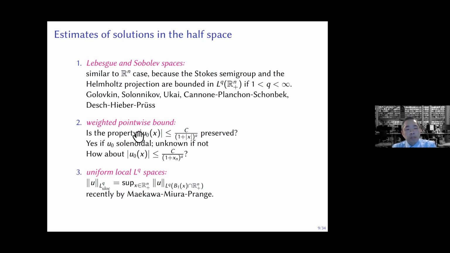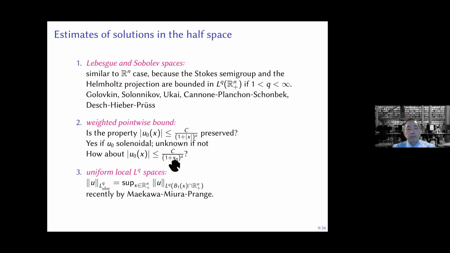And then the second group of spaces is using weighted pointwise bounds. So I want the solution to be bounded by, okay, my initial data is bounded by C over (1 plus |x|) to some power a. And then I want the same property to hold for the solution at time t. And is it true? It is known if u0 is solenoidal, and it was unknown if u0 is not solenoidal. And this is important because our F is not solenoidal.